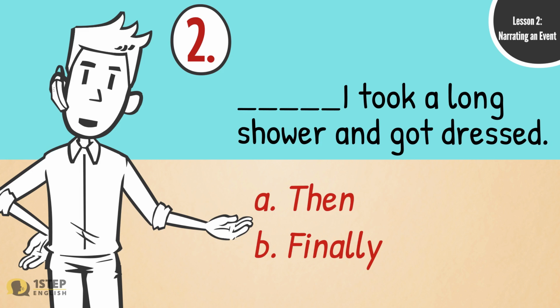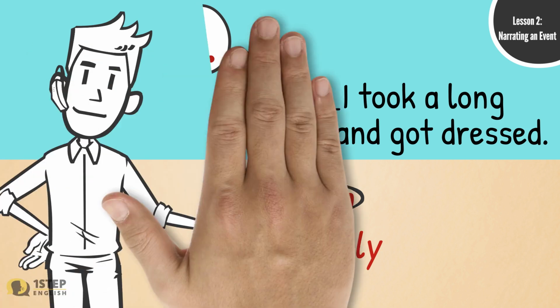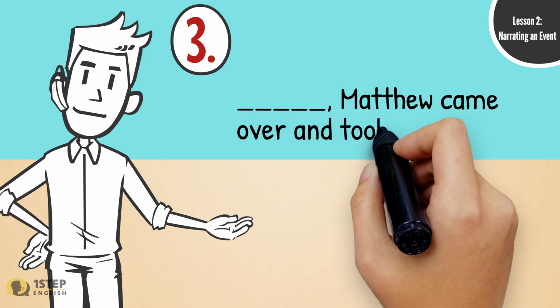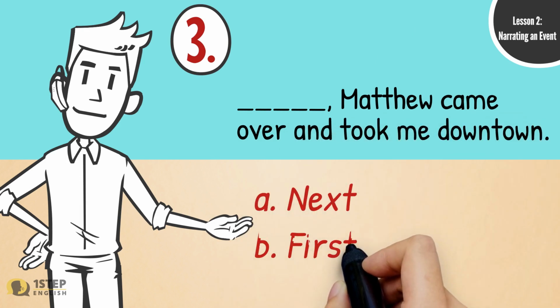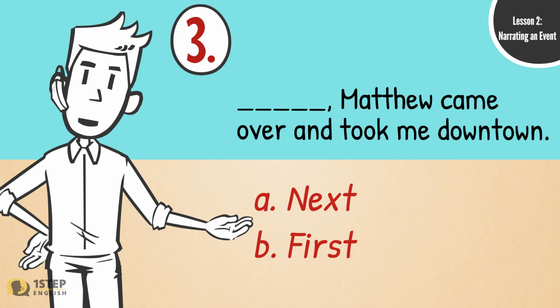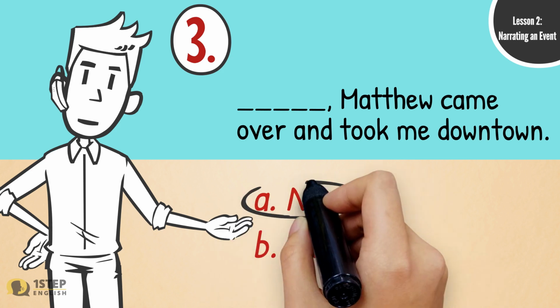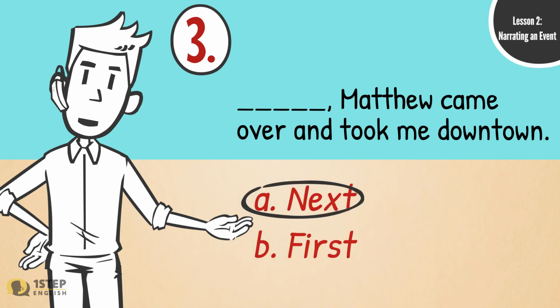Blank. I took a long shower and got dressed. A. Then. B. Finally. The correct answer is letter A. Then I took a long shower and got dressed. Blank. Matthew came over and took me downtown. A. Next. B. First. The correct answer is letter A. Next, Matthew came over and took me downtown.